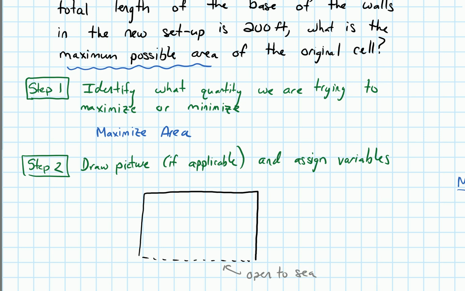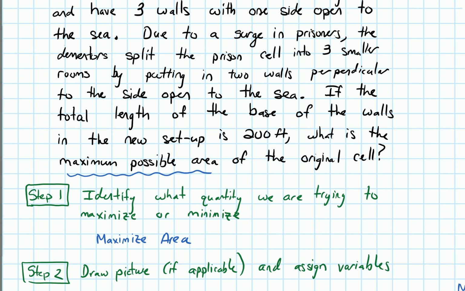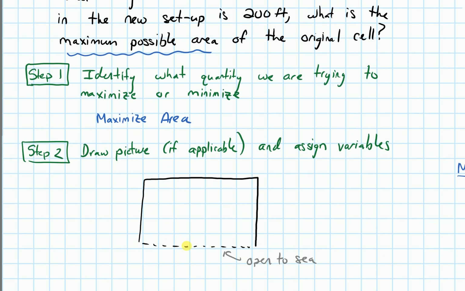Okay, and then it says that the Dementors had to add 2 more walls that were perpendicular to the side that's open to the sea. All right, so we have to put in 2 more walls that are perpendicular to this dashed line. Okay, so the one thing that I kind of want to be careful a little bit is the problem doesn't say that those walls need to be equally spaced. So maybe, you know, one's like way over here, and then the next one's like pretty close to that.